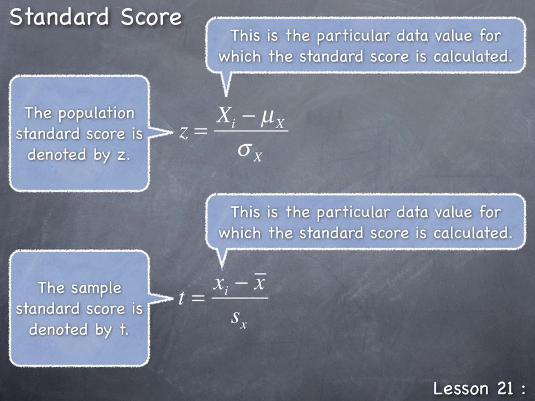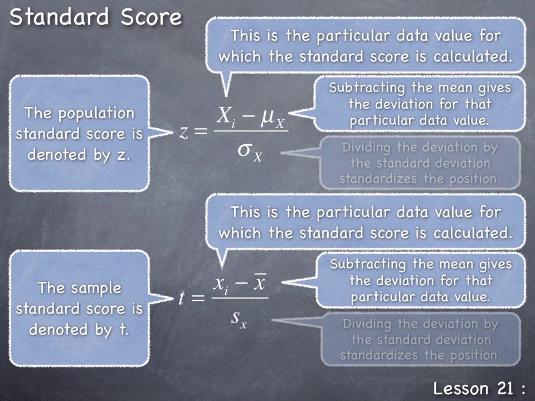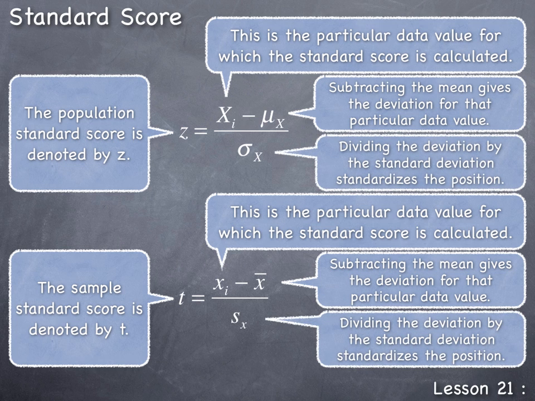The x sub i represents the particular data value for which the standard score is calculated. So the value we plug into the formula for the x is the value that we're trying to find the position of on the standard score scale. Subtracting the mean gives the deviation for that particular data value. And dividing the deviation by the standard deviation standardizes the position.